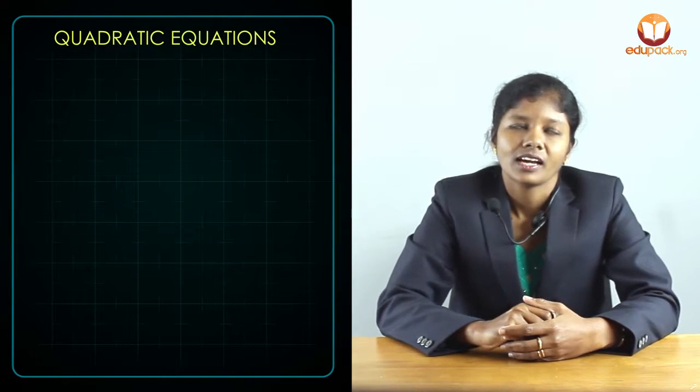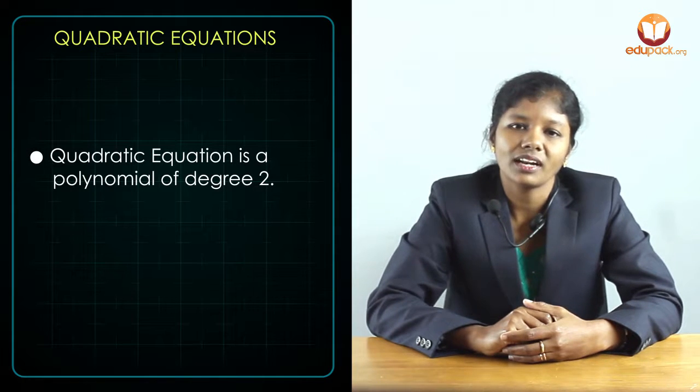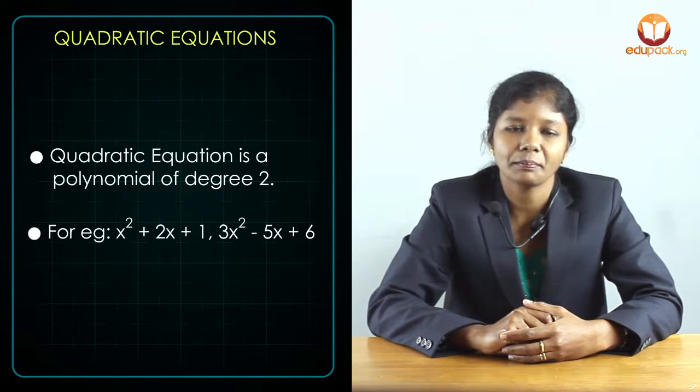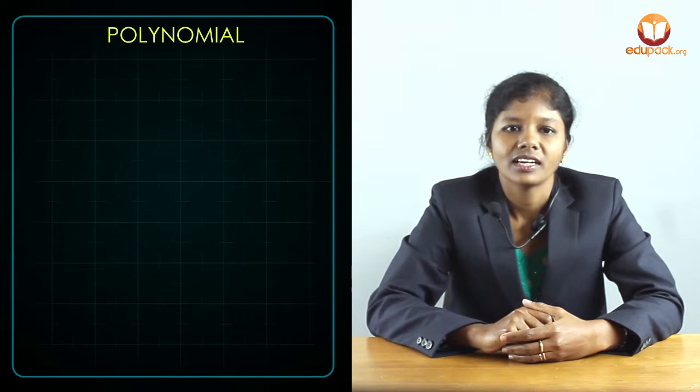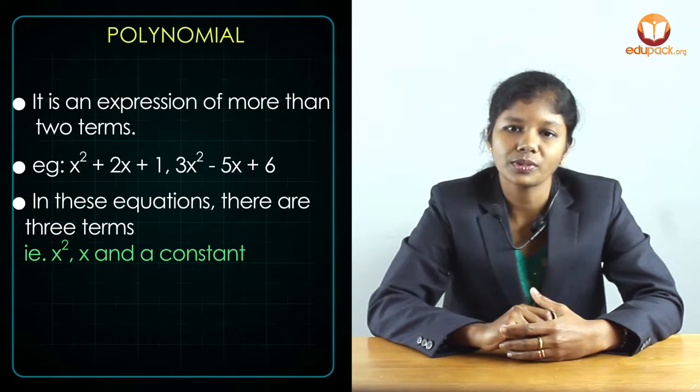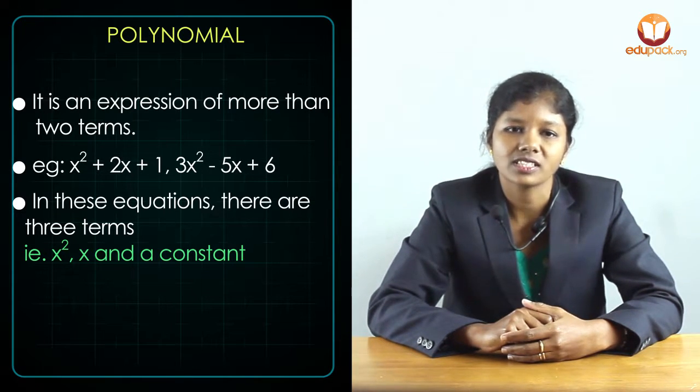Today we will discuss quadratic equations. A quadratic equation is a polynomial of degree 2. For example, x square plus 2x plus 1, 3x square minus 5x plus 6. Polynomial: it is an expression of more than two terms. For example, x square plus 2x plus 1, 3x square minus 5x plus 6.